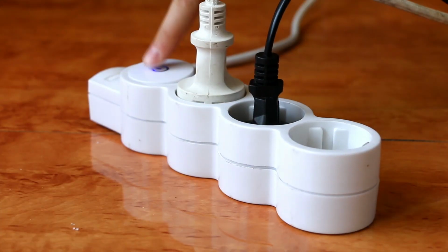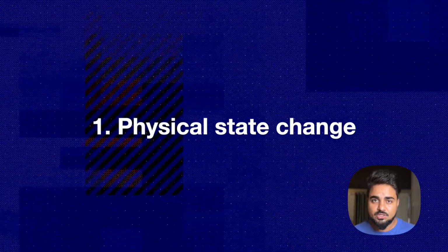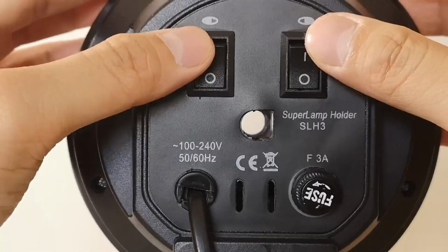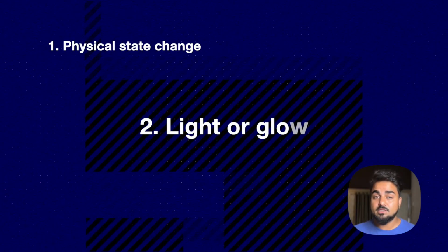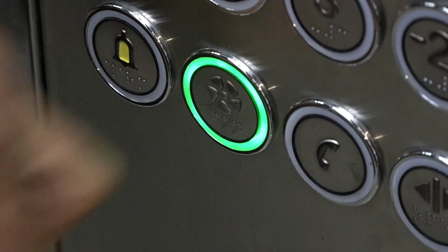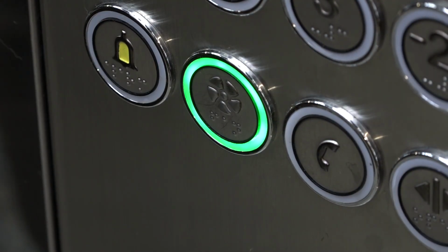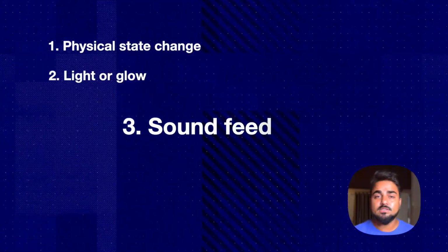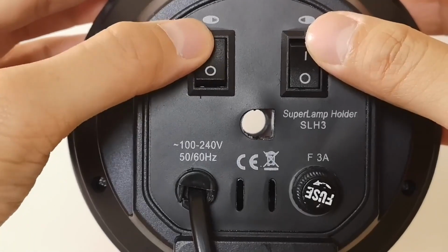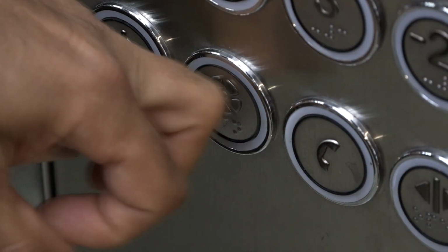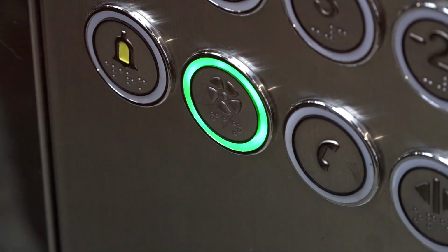Every time you press them, you get feedback three ways. Number one is the physical state change. Either it goes down or it goes pressed. The second one is light glow around it. Either the light glows on the button itself or around it, which gives us feedback that the state has been changed. And the third one is sound feedback. Either it's just the pressed button sound or an added tone which confirms the state change of the button.